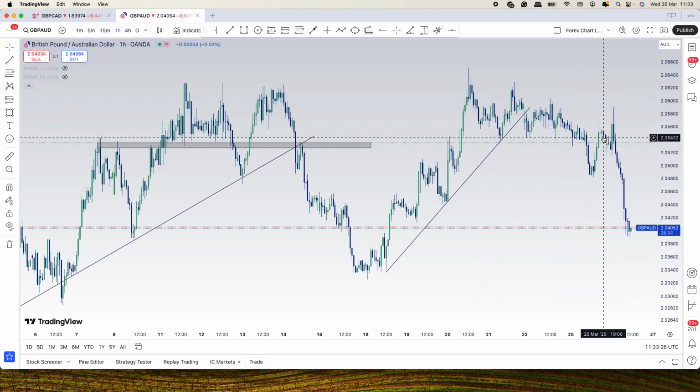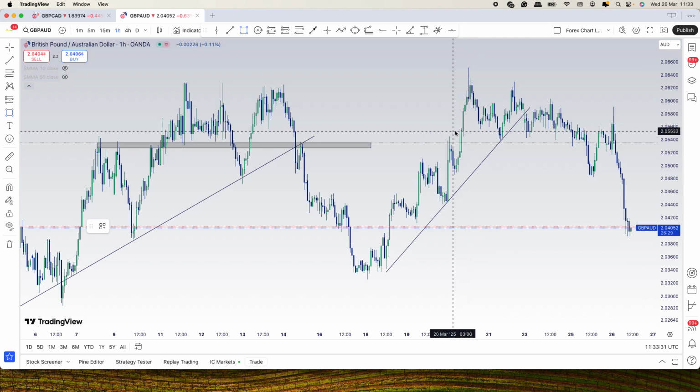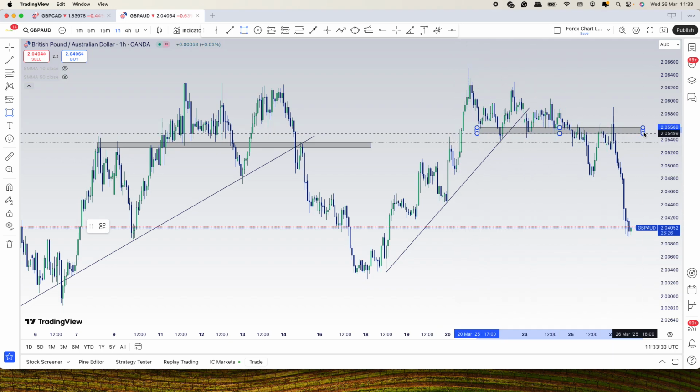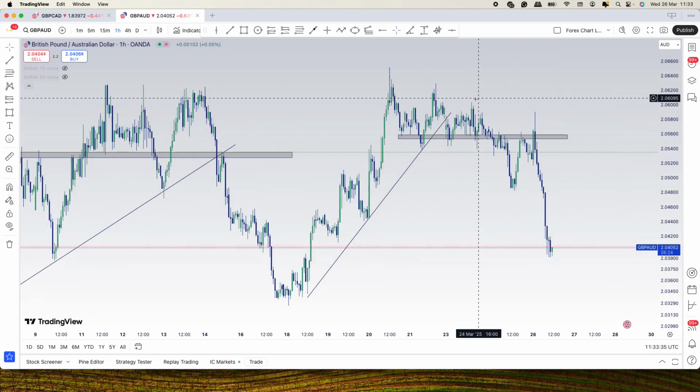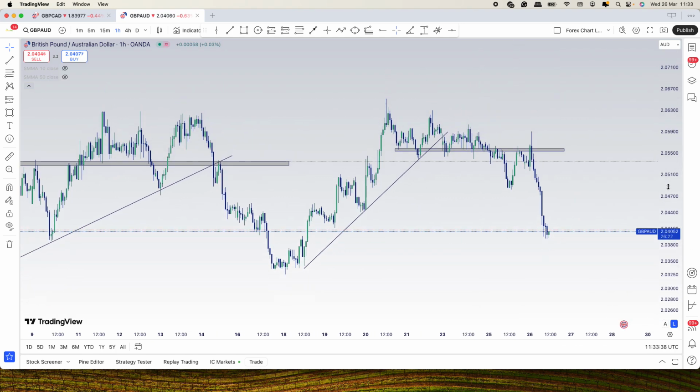We had a lot of news around this. Last night we had some high impact Australian news, and this morning we had some high impact Great British Pound news, which was the inflation rate, which is what everyone was waiting on. So there's a lot of liquidity grabbing around this. I actually managed to take the move up until this level here, but I got stopped out twice on these liquidity grabs.